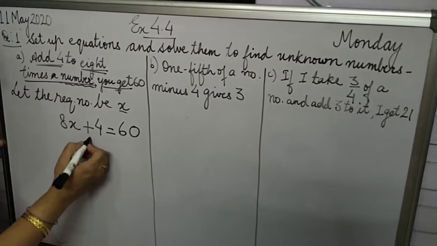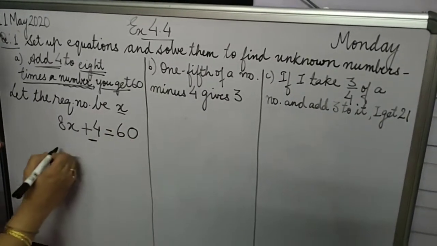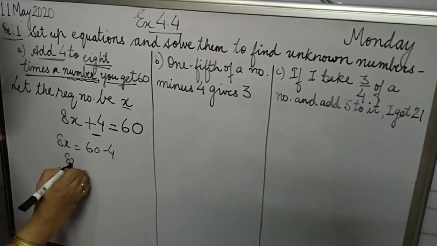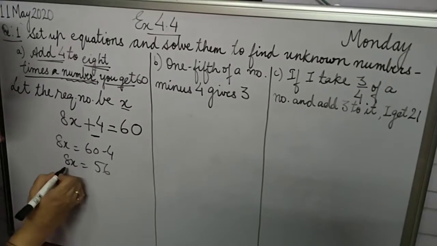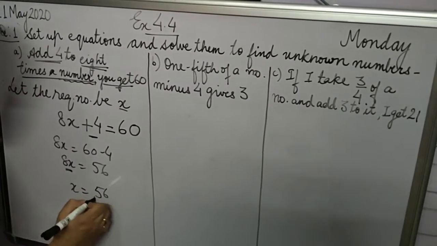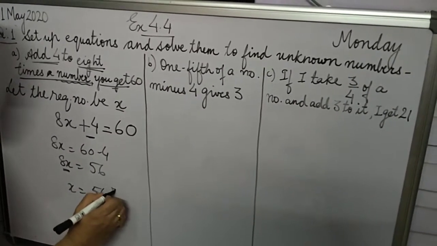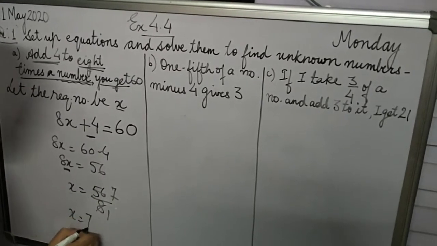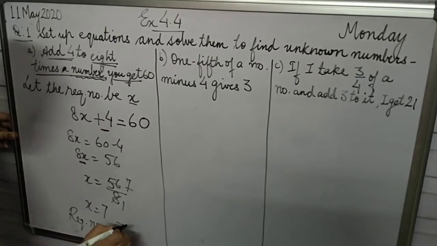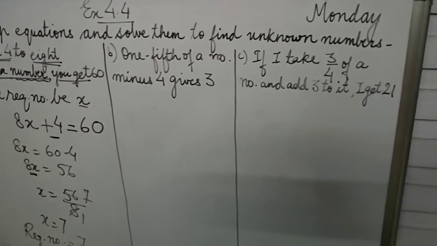Now let us solve it. It is plus 4 here. When it will go that side, it will be subtracted. So 8x is equal to 56. 8 is in multiplication. When it will go that side, it will go in division. 8 ones are 8, 8 sevens are 56. So our required number is 7.